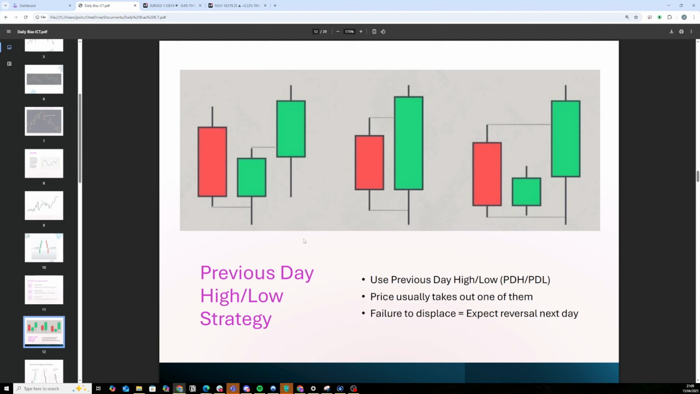And if we fail to displace above that high or low, we can expect a reversal on that day. So if you look at this bearish candle, you can see that we never closed below. We took out the low of this candle, and then we formed a bullish candle, and then the next day price continued to go up. Similar situation here, we never closed below, and then price went up, all right?